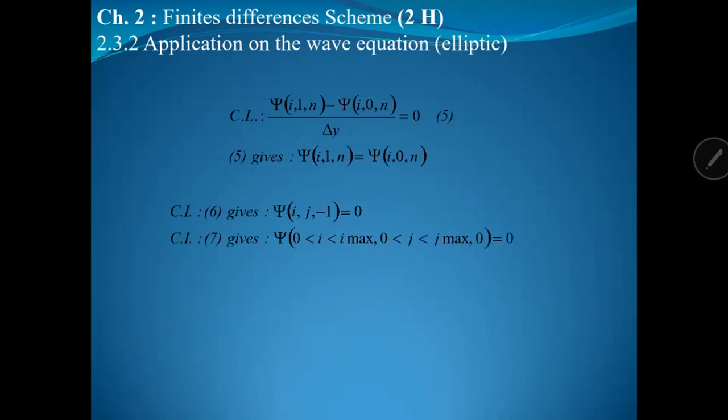If you remember Euler equation, do you remember Euler equation? Runge-Kutta and Euler equation.